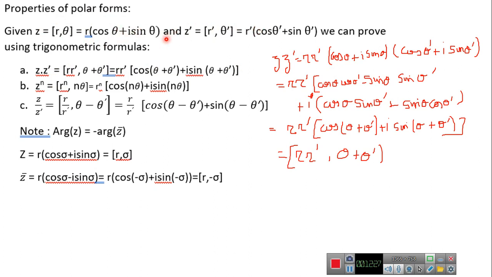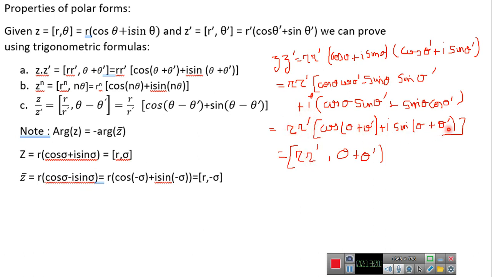A complex number z written in polar form is r theta, and z prime is r prime theta prime. Suppose you want to find z times z prime. I wrote here the proof. If you want to multiply z by z prime, you multiply these two parentheses. So here, if you multiply, the real part is cosine theta cosine theta prime, and i times i, i squared, gives minus sine theta sine theta prime. If you put i in factor, you get sine theta cosine theta prime plus cosine theta sine theta prime.